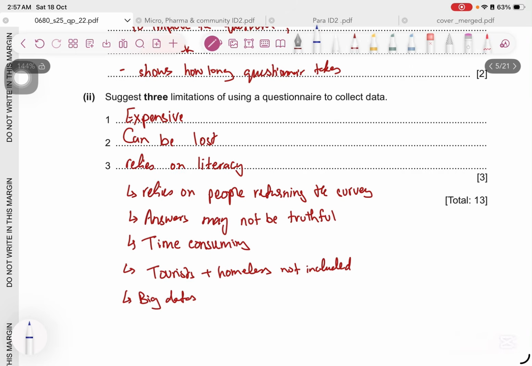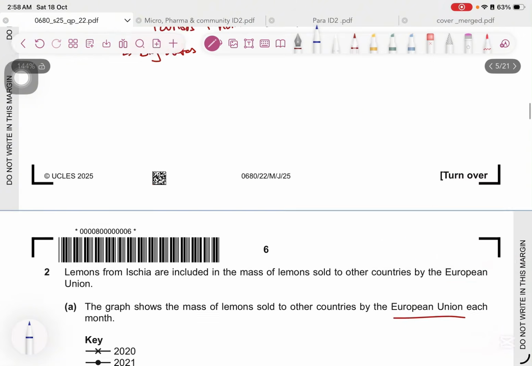Okay, so just 3 limitations of using a questionnaire to collect data. It's expensive, it can be lost, people might be uneducated, okay? If it's asked in another language, they can't understand. If it's Italian, for instance, and they are foreign people or refugees or something, they will not understand the language, okay? It's time consuming. It relies on people returning the survey, and not everyone returns surveys. I am one of the people that when I get a survey, I don't really fill it. So that's a thing, okay?